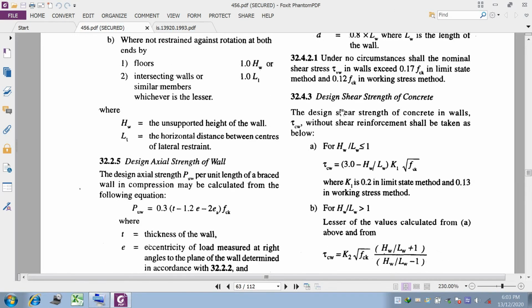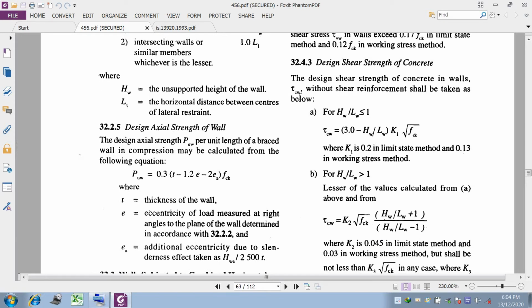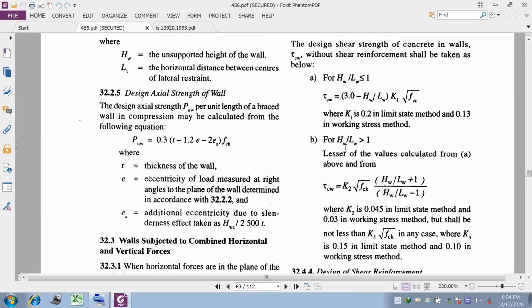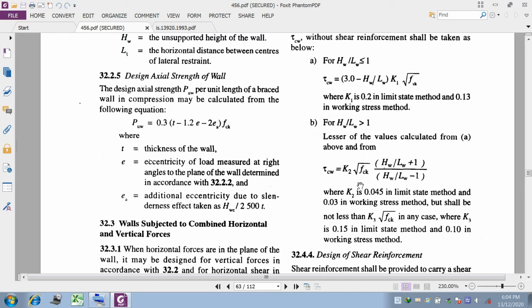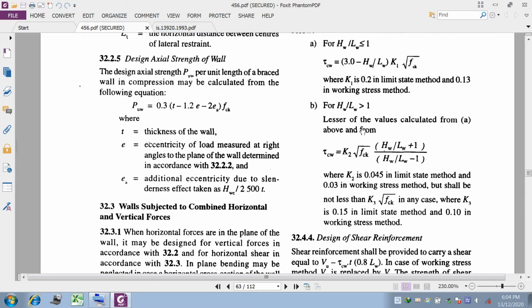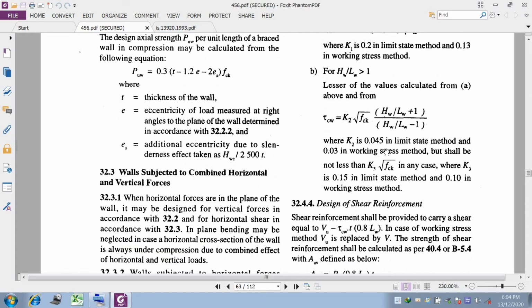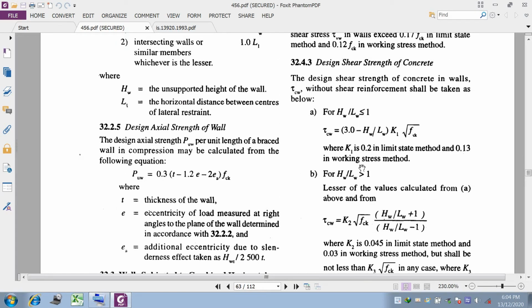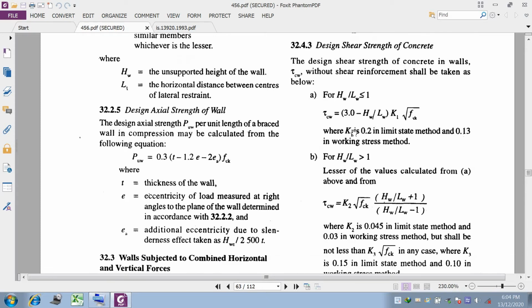Next is the design shear strength of concrete. Here tau CW without shear reinforcement can be taken as follows. For HW by LW, this is the first criteria: if it is less than 1, then the formula is applicable like this. Then if HW by LW is greater than 1, in that case the formula for tau CW will be like this. So this formula can be utilized as per the conditions, whatever the condition given here.